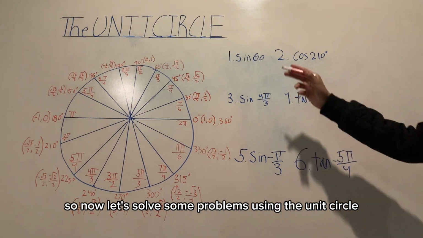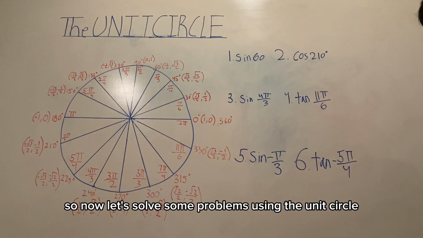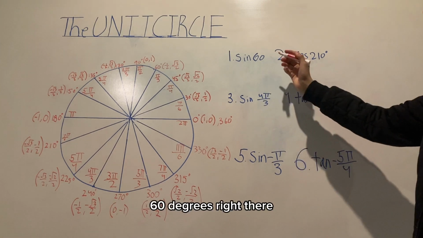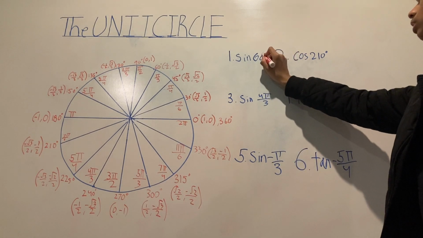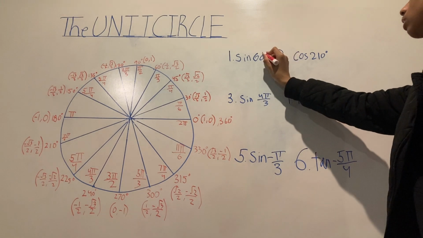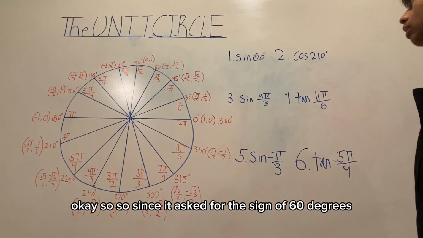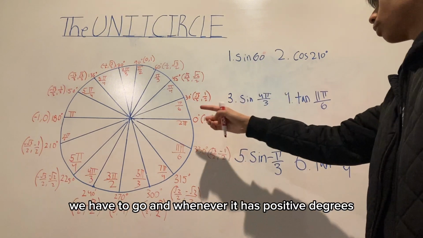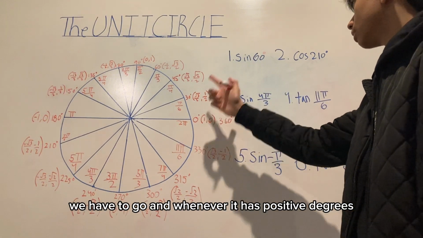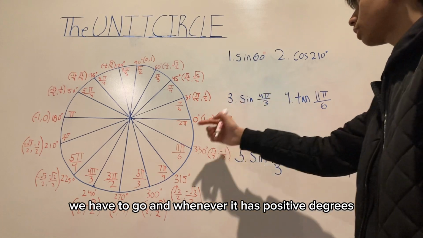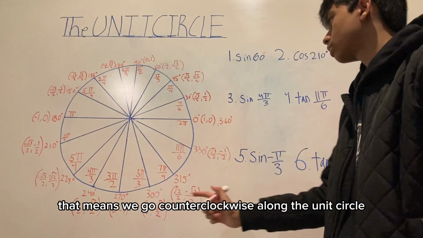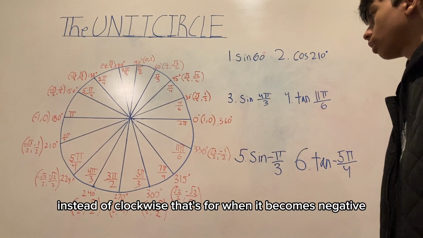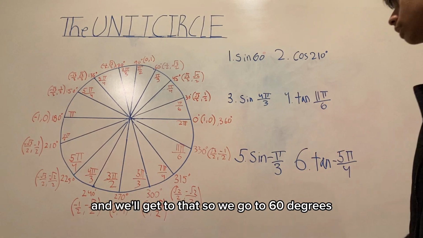Okay, so now let's solve some problems using the unit circle. So the first one asks for sine of 60, 60 degrees right there. Since it asks for the sine of 60 degrees, whenever it has positive degrees, that means we go counterclockwise along the unit circle instead of clockwise. That's for when it becomes negative, and we'll get to that.